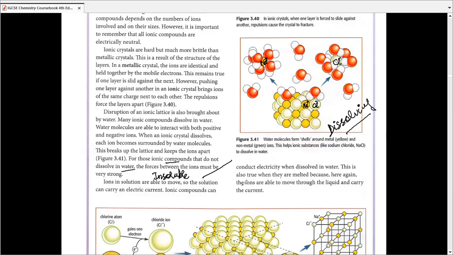Are we good with dissolving and solubility? Yes, sir.